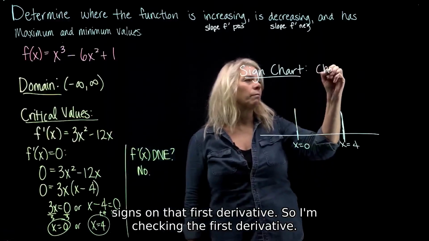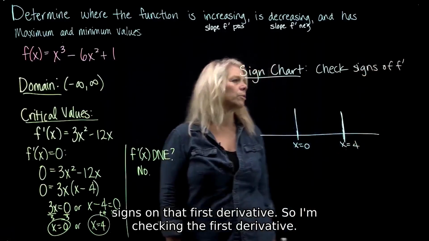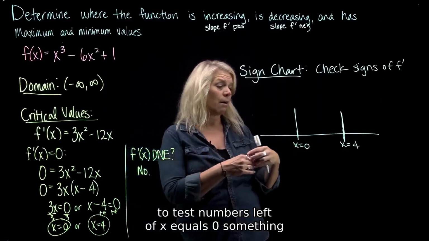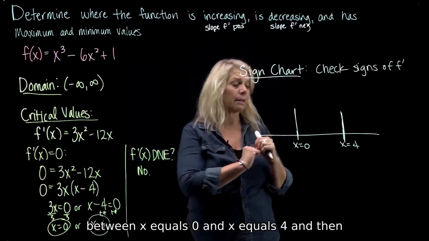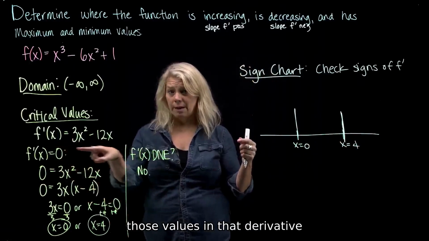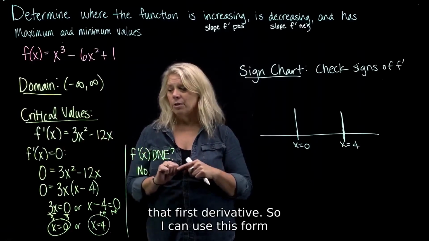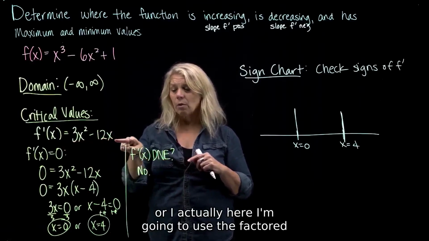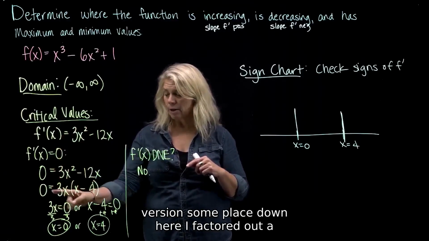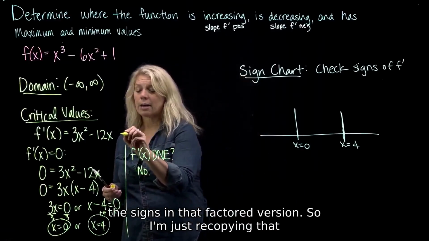So I'm checking the first derivative. I'm going to test numbers left of x equals 0, something between x equals 0 and x equals 4, and then something to the right of x equals 4. And I'm going to test those values in that derivative to determine, I don't really care about the numerical answer I get, but just the sign of that first derivative. I can use this form, or actually here I am going to use the factored version. Somewhere down here I factored out a 3x. It's maybe a little bit easier to check the signs in that factored version.